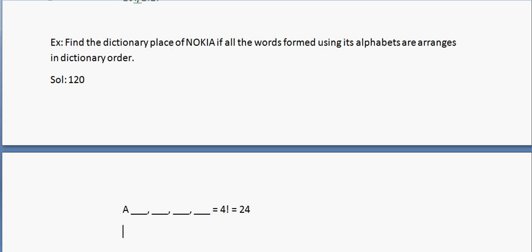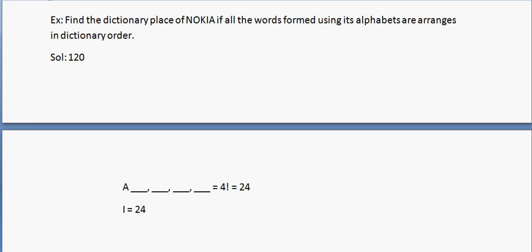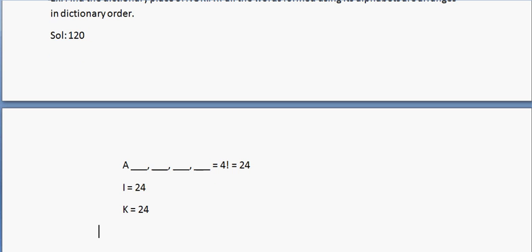Next there would be words which are starting with, after A what would come? It would be I. Again there would be 4 factorial words, 24. Then starting with K there would be 4 factorial words, 24. So before we have words starting from N, we have 24 plus 24 plus 24, which are 72 words already.